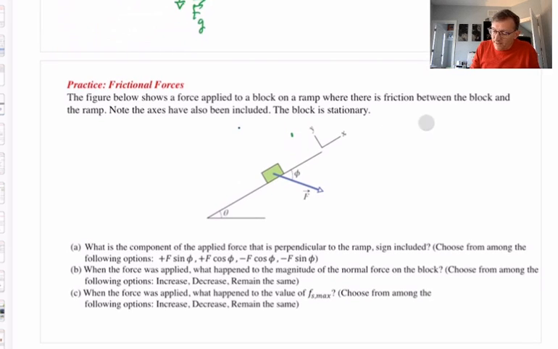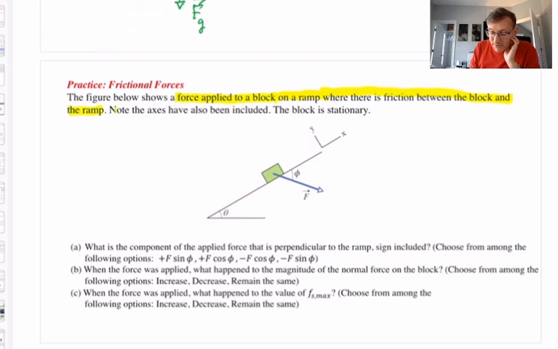All right, let me explain the situation. We know in physics, physicists love to put problems on inclined planes, as I've mentioned before, because, as I've also said before, putting a problem on an inclined plane literally makes you look at a problem from a different angle, and that can be useful. So here's the scenario. This figure shows an applied force. It's applied to a block. The block is on a ramp, and there is friction between the block and the ramp.